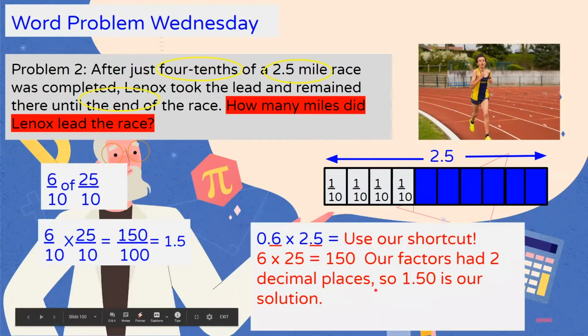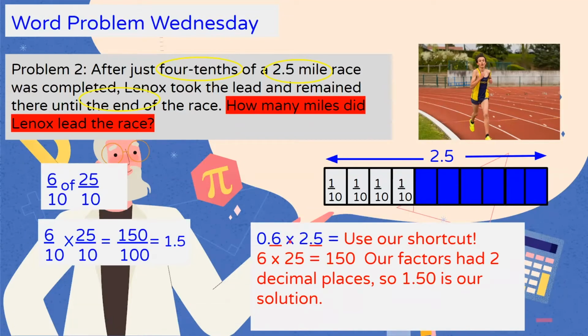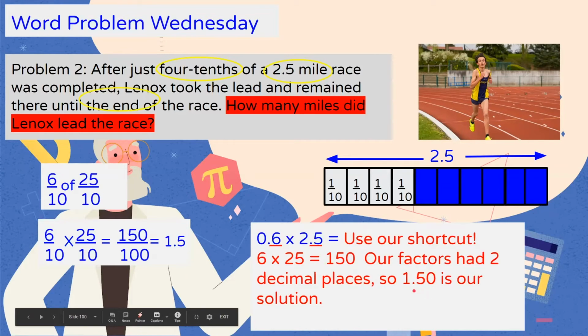Now again, we could have used our shortcut. I personally like the shortcut and I recommend it, and hopefully you'll get comfortable with it soon. 6/10 multiplied by 2.5, our whole numbers would convert to 6 times 25. That's equivalent to 150. Our factors had 2 decimal places, right? 1, 2. So we move our decimal back 2 places left. 1, 2. And our 1.50 is our solution.